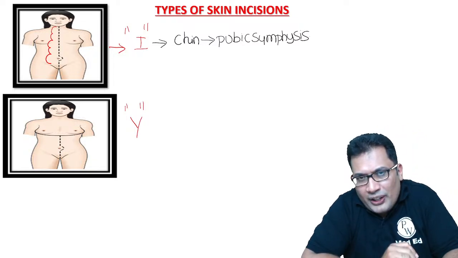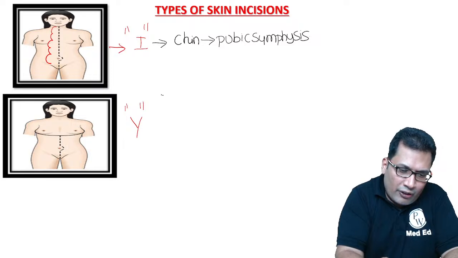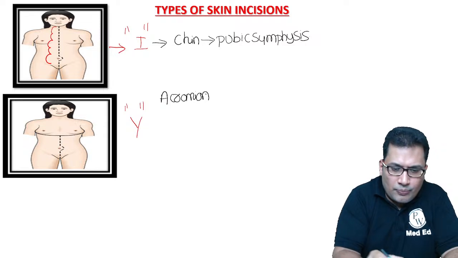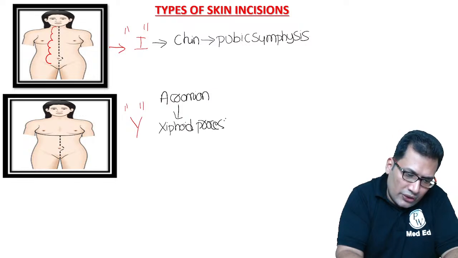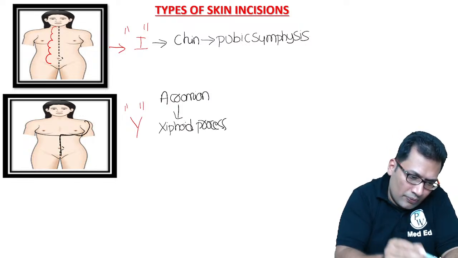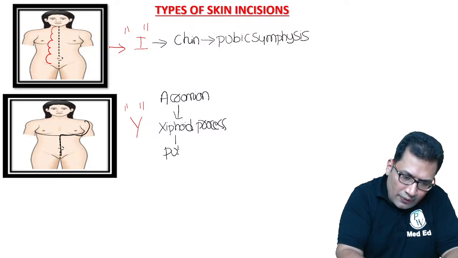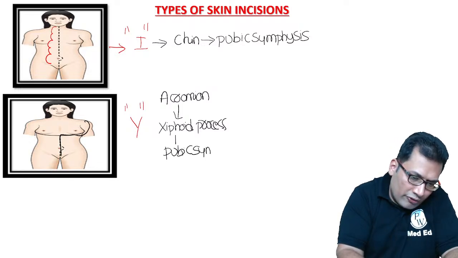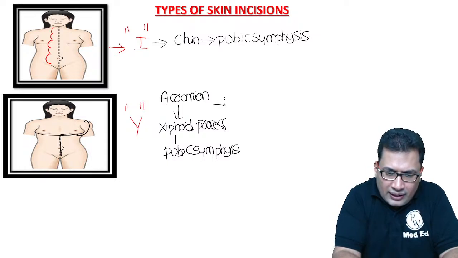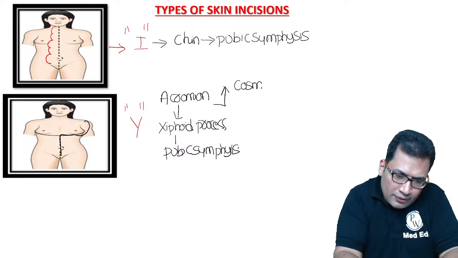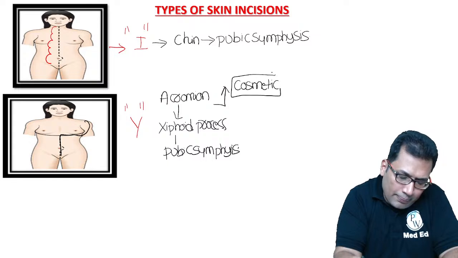The second one is Y-shaped incision, extending from acromion then to the xiphoid process, like this, then to the pubic symphysis. So this is Y-shaped incision. Y-shaped incision has cosmetic importance.